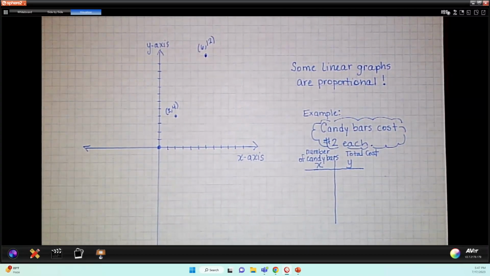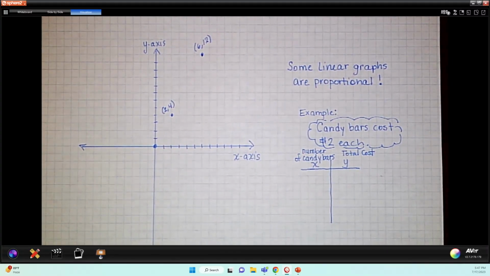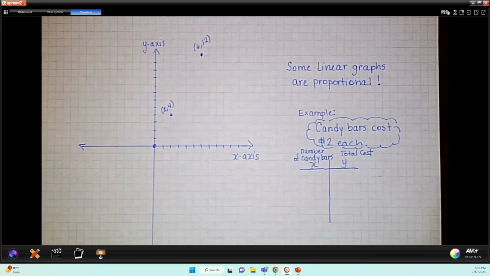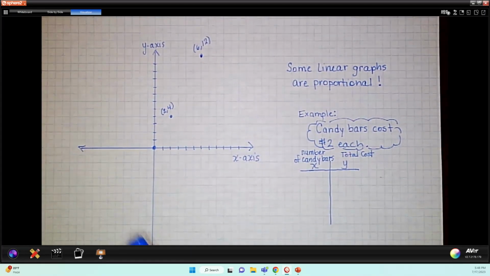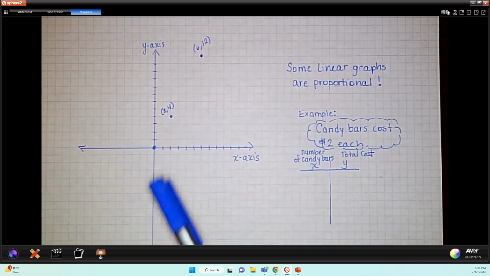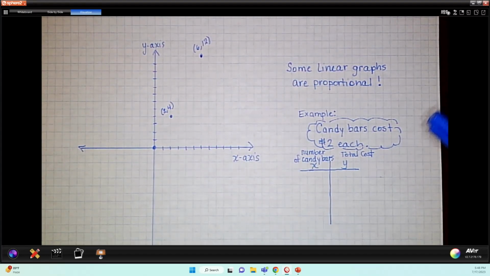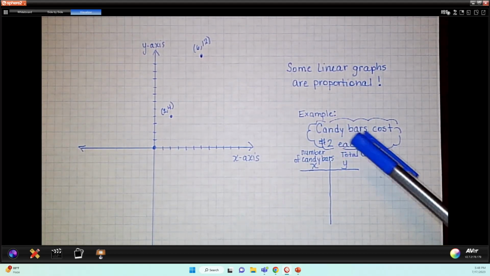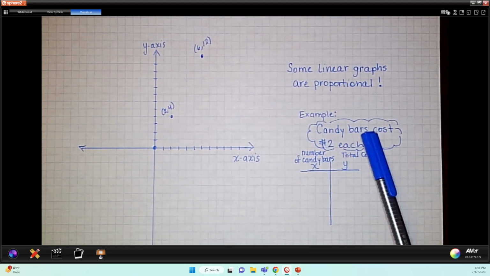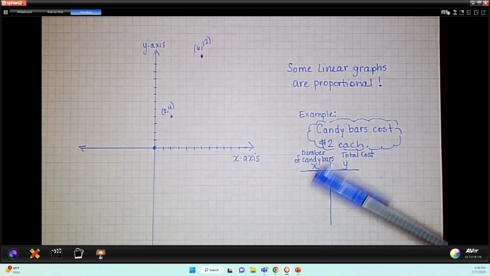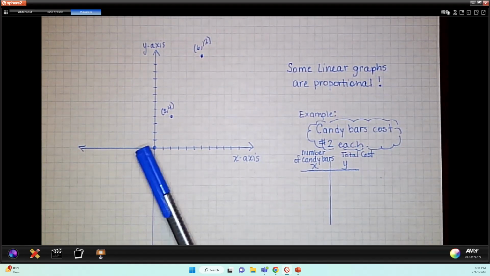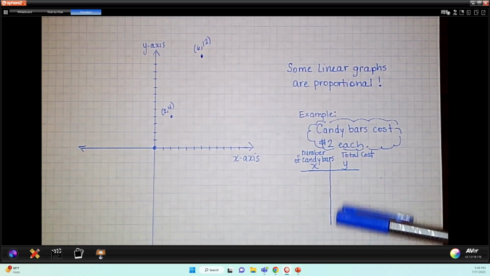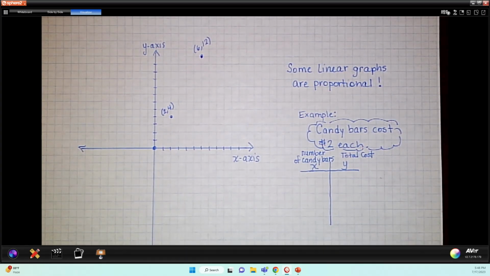Okay, first up we have a situation where we have candy bars that cost $2 each, and we want to calculate or find how much the total cost of candy bars would be. So students will often be presented with points on a graph, and they may be asked to find the slope. Now in this case, the slope is already provided. It's $2 each. Candy bars cost $2 each. So in this situation, we already know the slope, but let's see what it looks like on the graph and how students can generate more x and y values to represent this situation.